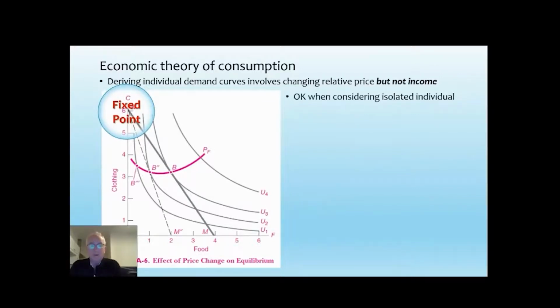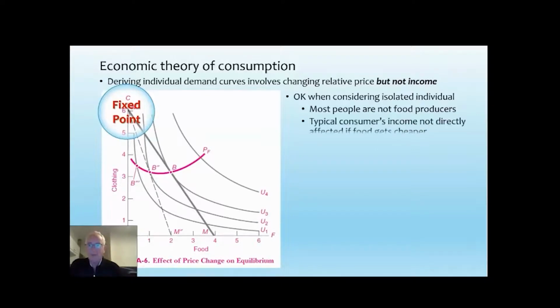But this is looking at food versus clothing, and of course, most people are not food producers. But when you look at the entire economy, because to derive a market demand curve you have to be considering all the potential shoppers in that economy, that will include people who produce food. So when you look at a person in isolation, it's fair enough to say that changing the price of food doesn't affect their income, and therefore the fixed point that we're showing up the top there, which depends upon both the price of clothing, which is not being varied, and their income, which is not being varied, that point being a fixed point is okay.